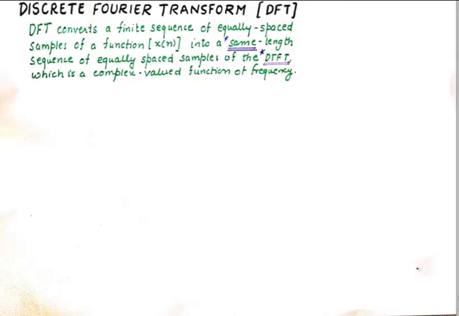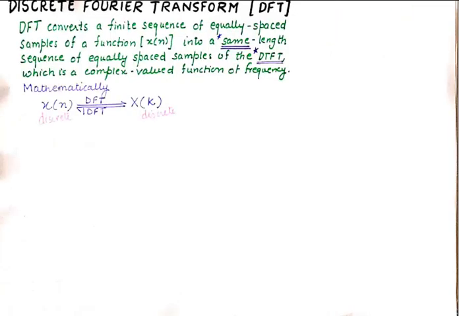Now this definition is comprehensive in itself, but I've highlighted 2 points here. The first one is that it is going to be the transform with the same length of sequence. DFT is going to be the transform of a discrete signal, but the transform itself, x of k, will also be discrete in nature, and the length of k will be the same as the length of x of n. So let's look into more details of DFT mathematically.